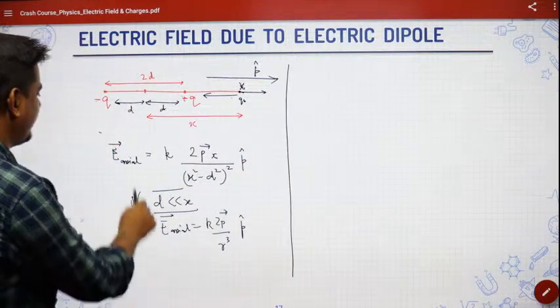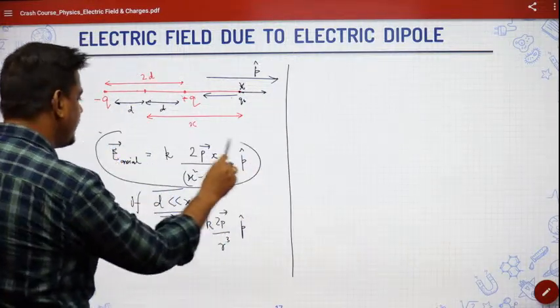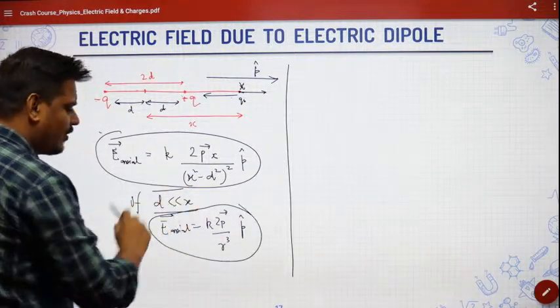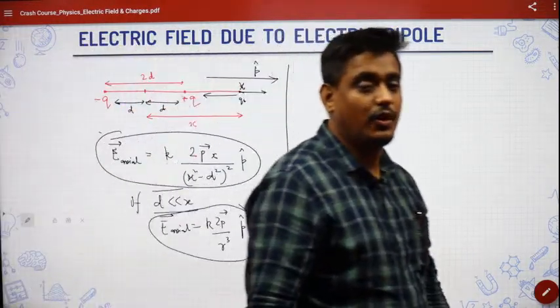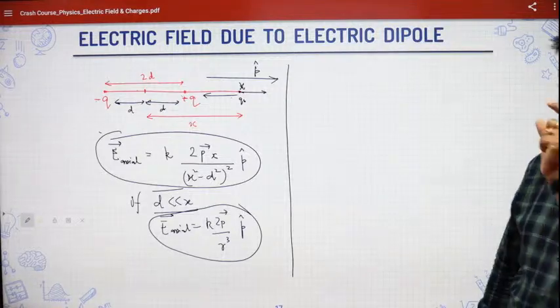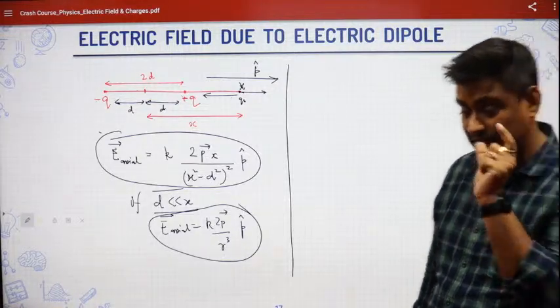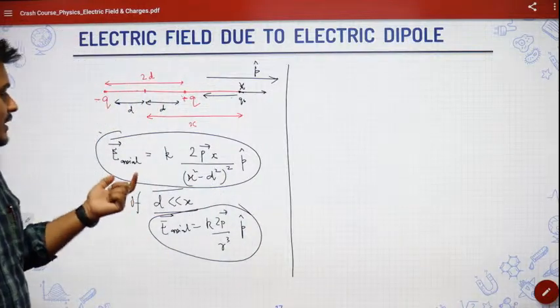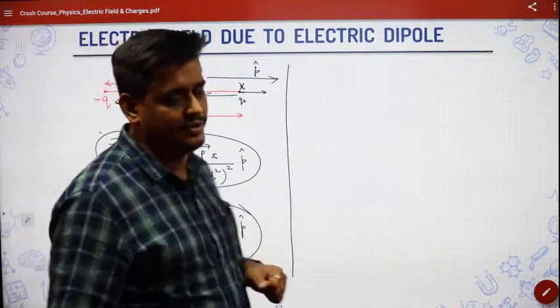So two formulas I have written. One is a general formula, which is very important, and this is the formula for a scenario when the dipole's half length d is very much smaller as compared to the distance at which you are finding the electric field.